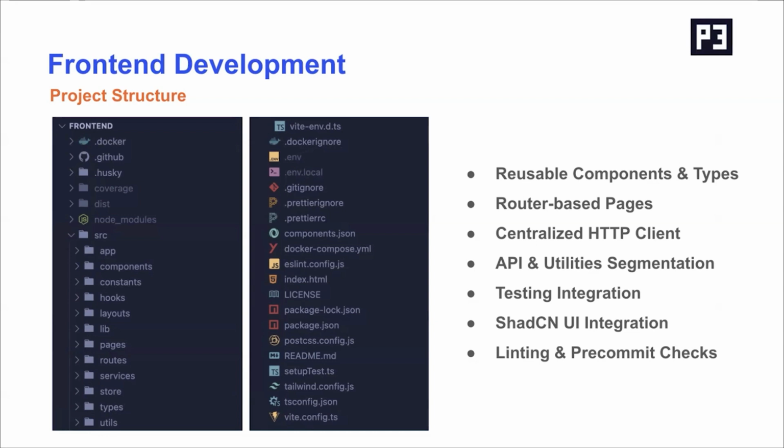We've also integrated unit tests to ensure reliability and prevent regressions. For design, we use the Shadcn UI library, which provides a modern and customizable design system. Lastly, the code quality is maintained with ESLint and Prettier, and Husky pre-commit checks enforce high standards across the team. Next page, please.